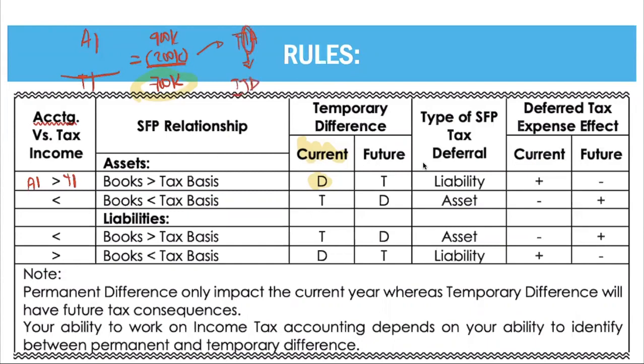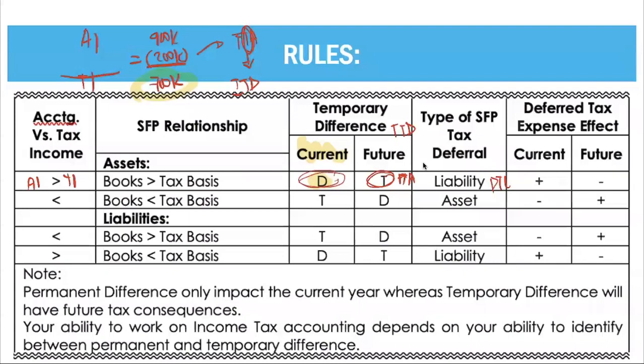If you have a future taxable amount, we call that a taxable temporary difference. Take note, you deducted in the current year to get your taxable income, so in the future it is taxable. It is a future taxable amount. If that is a future taxable amount, we call that a taxable temporary difference. We will have a deferred tax liability. Clear? Okay.